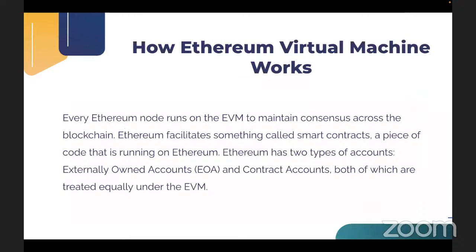So next, how the Ethereum virtual machine works. Every Ethereum node runs the EVM to maintain consensus across the blockchain. Ethereum facilitates something called a smart contract, a piece of code that runs on Ethereum. Ethereum has two types of accounts, the externally owned account, also known as EOA, and the contract account, both of which are treated equally under the EVM.